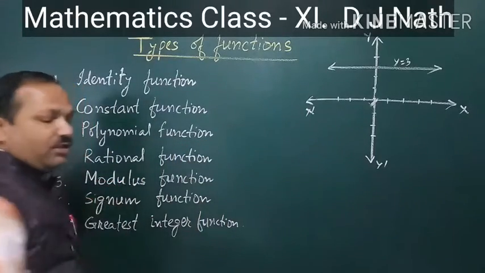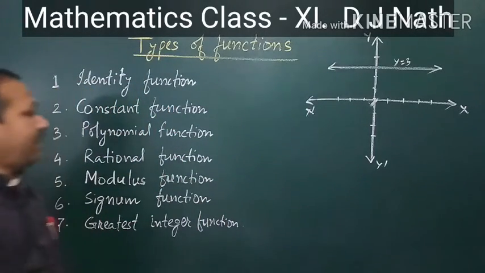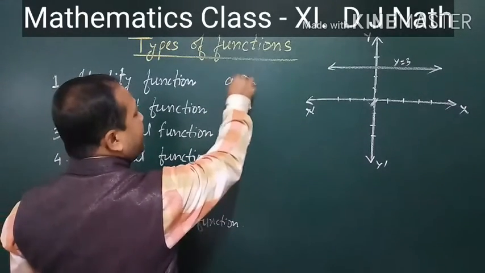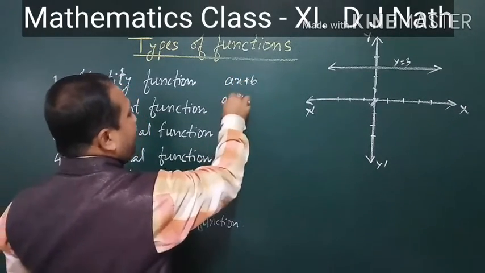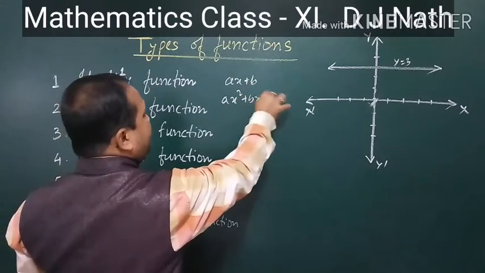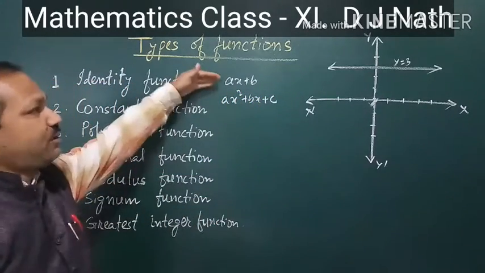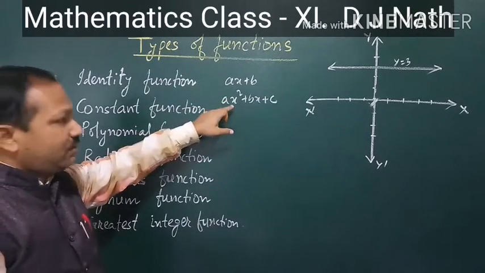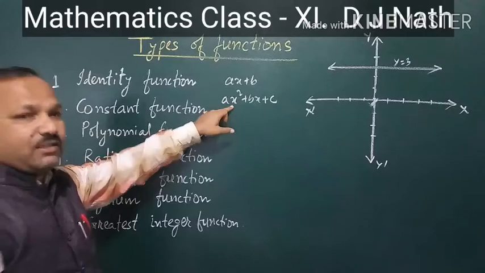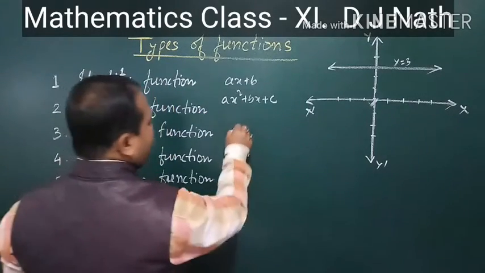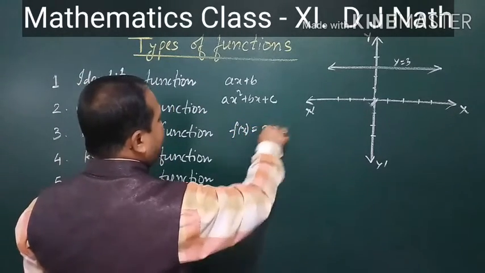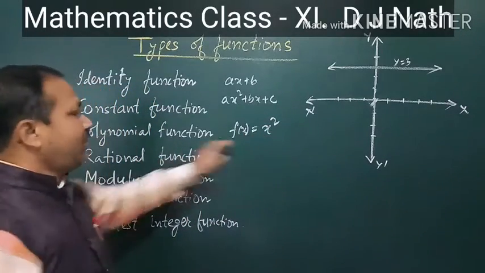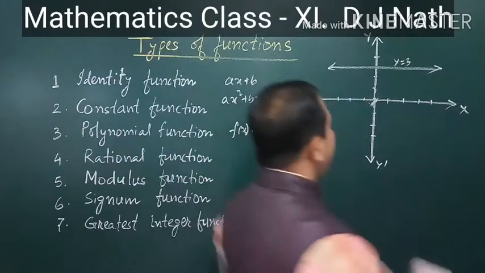Next is the polynomial function. You have already learned in class 9 and 10 what a polynomial is. A polynomial is of this form: ax plus b, or ax square plus bx plus c. This is a polynomial in one variable, but of second order, order 2. If we take f of x, or y, equal to x square, this is a polynomial. So how will the graph of this polynomial function be?